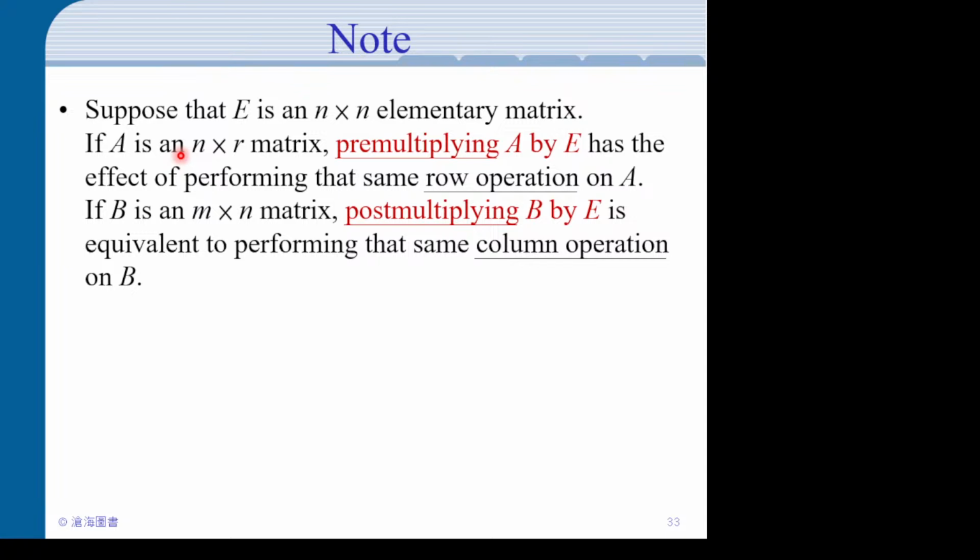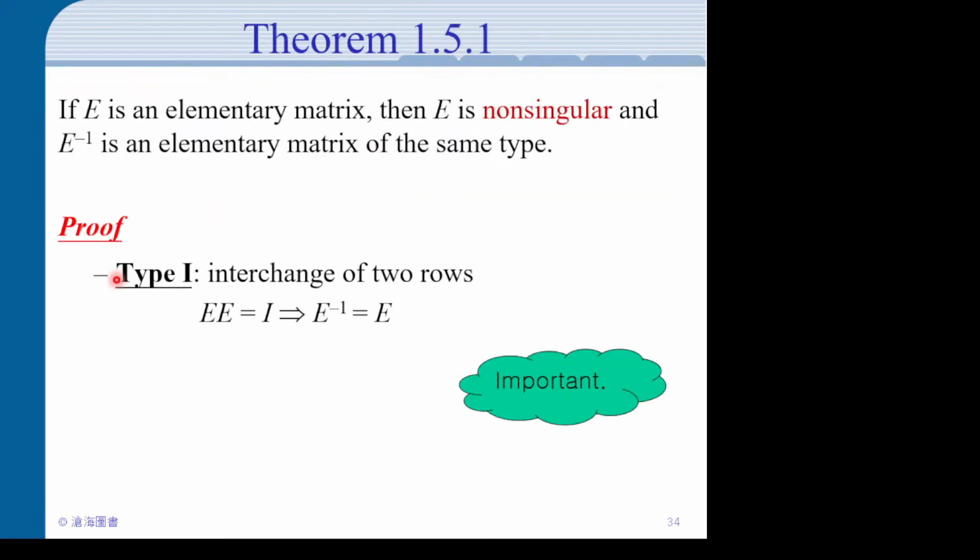And as we said, if you multiply those elementary operations on the left, then that's the thing we want to do, then it will do row operation. But also if you multiply by right, then it will do column operation. But we don't need the column operation for now.